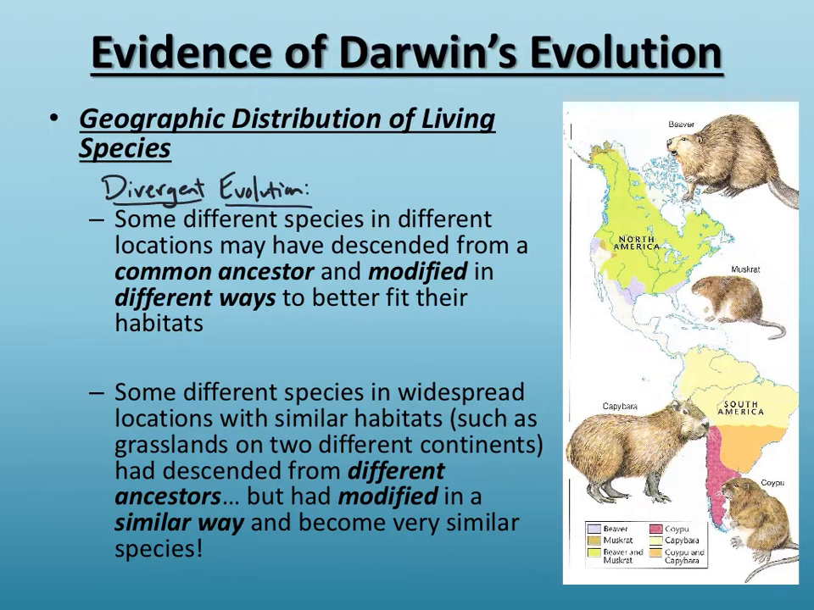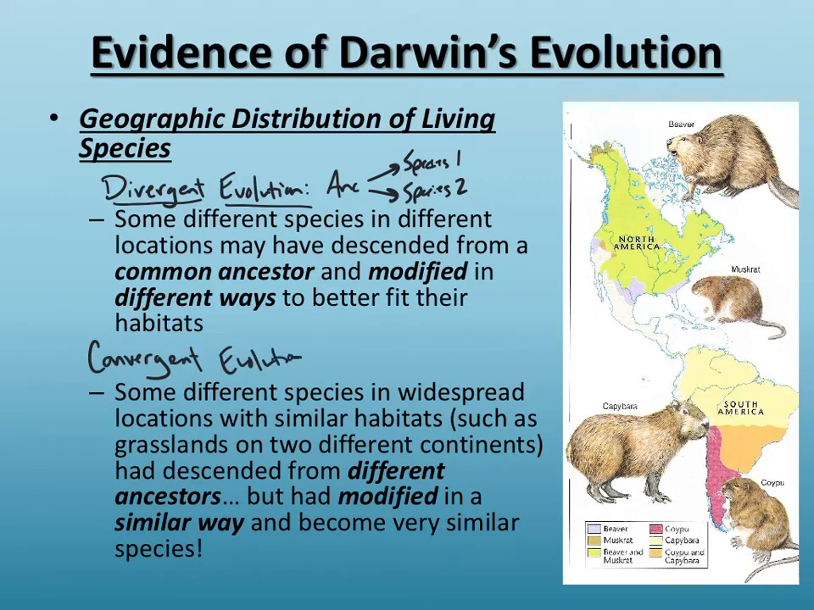Different species in different locations have descended from a common ancestor, but they've modified in different ways. So you've got an ancestor, and then it has split into species 1 and species 2 because they live in different environments. And so those environmental pressures, or selective pressures, have caused them to become something different. Now, you guys maybe also have heard before of something called convergent evolution.